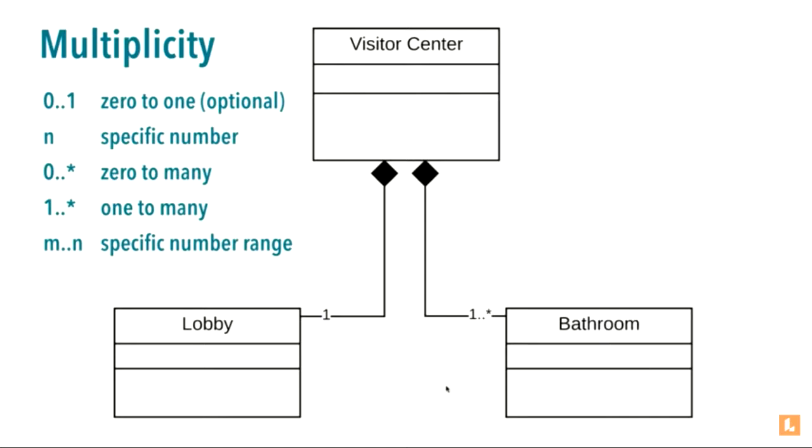Now m dot dot n, this means a specific number. For example, suppose instead of this one dot dot star, I write 4 dot dot 7. Specific numbers. Here also a specific number, here also a specific number. Now what does this mean? Tell me. Now you read and tell me, what does this mean?